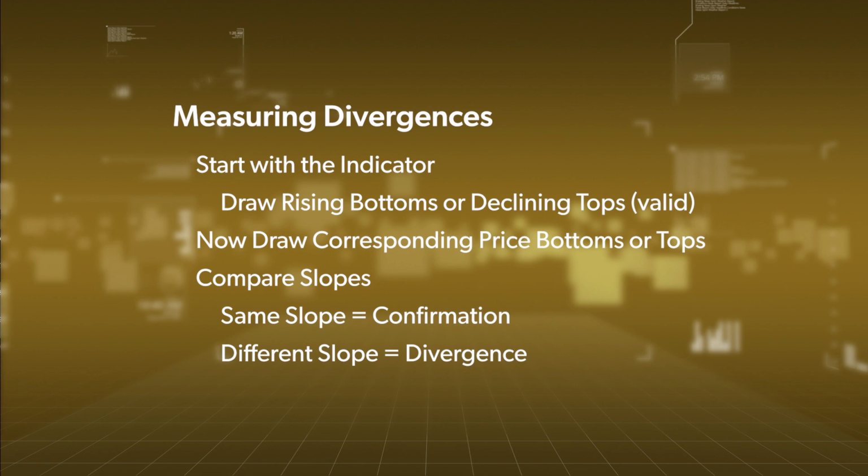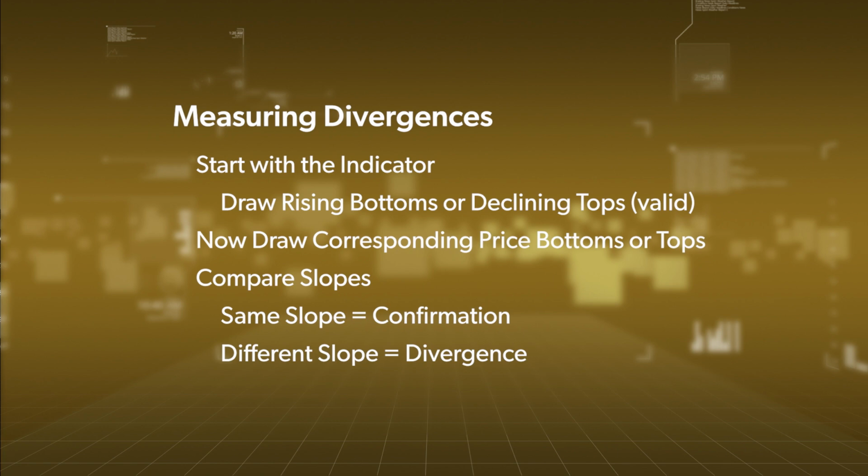The reason that's important is because you want to start with the indicator when you're looking for divergences. Draw your rising bottoms or declining tops lines. Remember, those are the valid lines, but you're starting with the indicator. So you're looking at the indicator and you're going to draw your rising bottoms or your declining tops. Next, you'll draw the same thing on the corresponding price bottoms or tops. Now, of course, in this case, you might end up with a rising tops or a declining bottoms line. But that's okay, because really what we're talking about is the indicator. We want to start with that, and then we move to the corresponding price bottoms or tops.